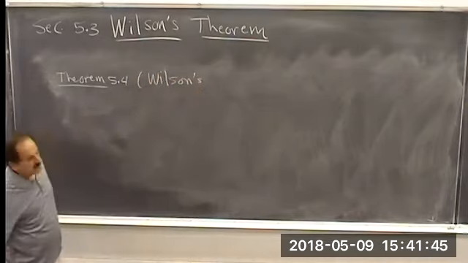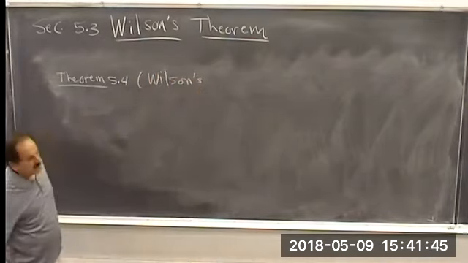Let p be a prime, then p minus 1 factorial is congruent to minus 1 mod p. Okay, so let's illustrate this by an example. In this example, we're going to follow through the steps that we're going to use in proving the theorem. So let's take p equal 13.